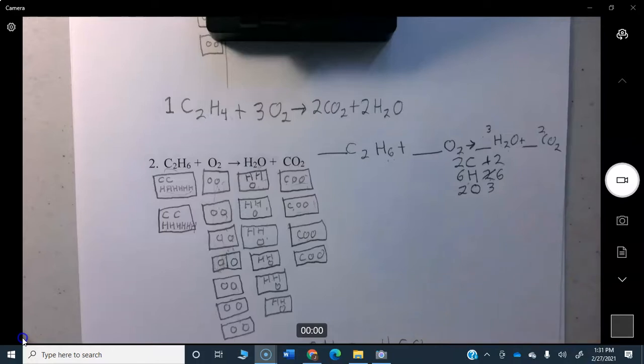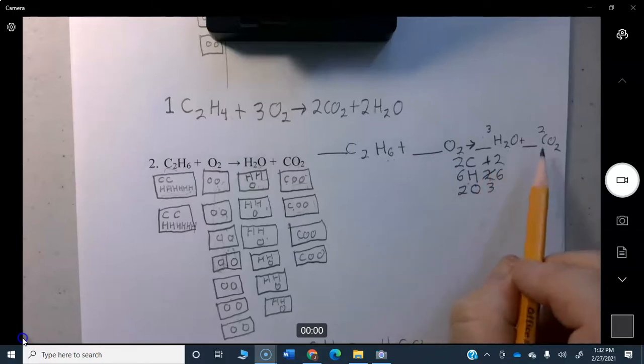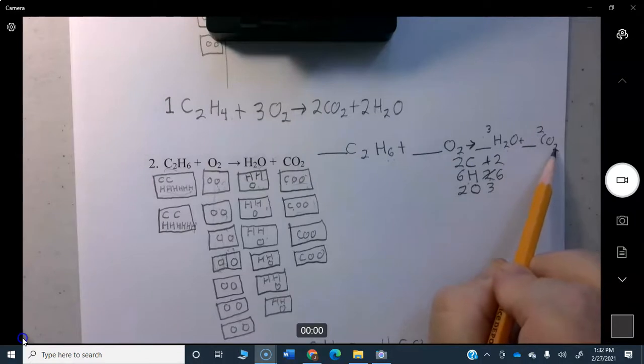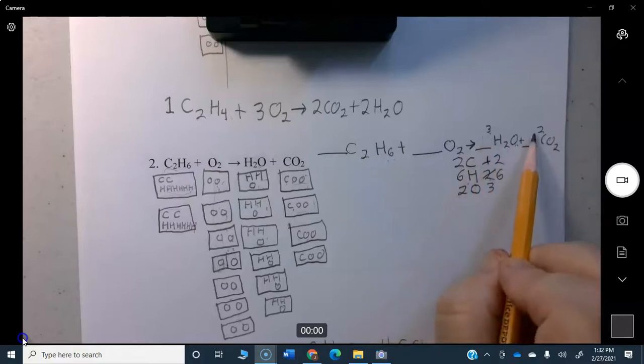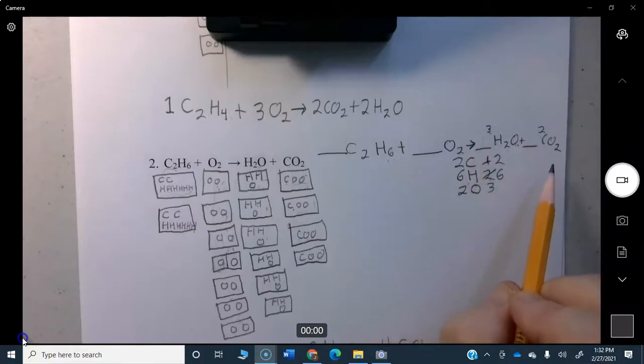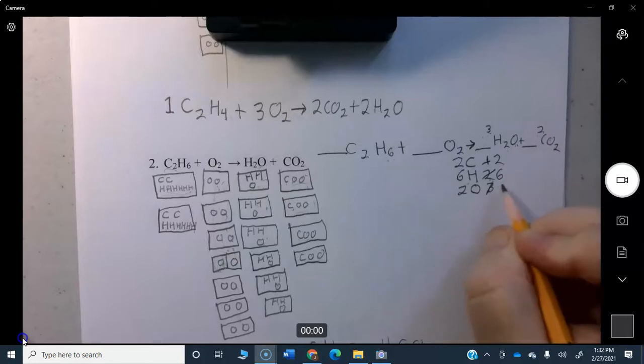Okay, now what we're going to do is, how many oxygen do we have? By the way, I didn't change the oxygen as I went along. I should have done that. So 2 times 2 is 4, and 3 times 1 is 3. So again, 1 oxygen times 3 is 3. 2 times 2 is 4. 3 plus 4 is 7. So I'll go ahead and just change that now.